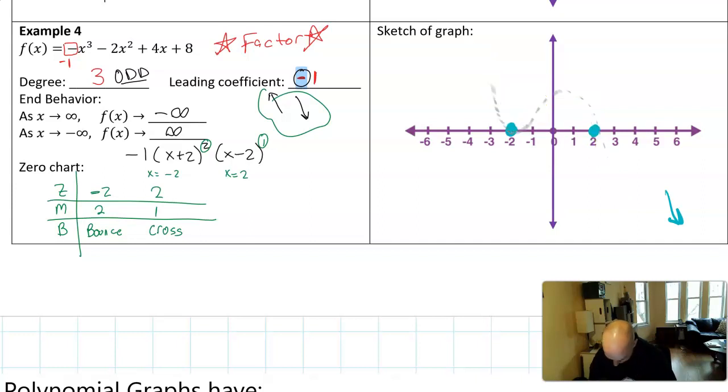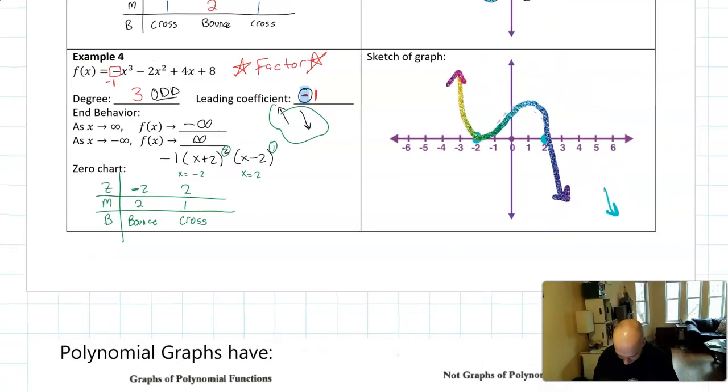I'm not very happy with that, so I'm going to resketch it. I'm going to try to do this last one really, really good. Come in, bounce, cross. Ah, it's too linear. I'm trying to make sure they look like good, smooth curves. Okay, that's going to have to be good enough. It should probably be a little curvier, but that's okay. 2 zeros, bounce, cross, bounce, correct end behavior. That's all you need.